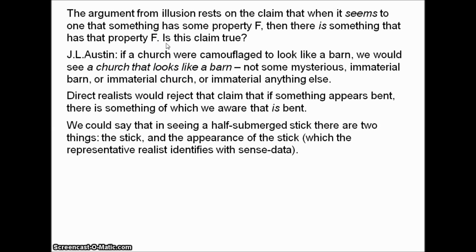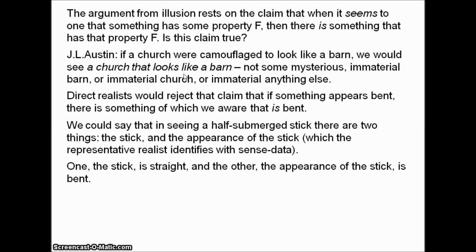So the claim that since something appears bent, there is something of which we are immediately aware that is bent, this just reifies the appearances and I think begs the question against the direct realist. Obviously, no direct realist would accept that if something appears bent, there is something of which we are aware that is bent. Think of it this way. We could say that in seeing a half-submerged stick, there are two things, the stick and then the appearance of the stick, which the representative realist identifies with sense data. One, the stick, is straight, and the other, the appearance of the stick, is bent. But putting it this way reifies the appearance.